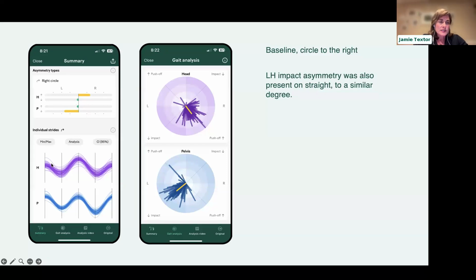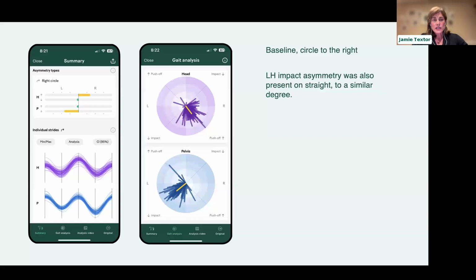Okay. So guys, here are the curves that represent the position of the head in space over time, okay? The purple lines down here. I'm not sure if you can see my cursor or not. So down here at the bottom of this summary screen to the left, you should see some purple curves and some blue curves. The purple curve represents the head, H for head on the left, and P for pelvis down below is the blue curve.